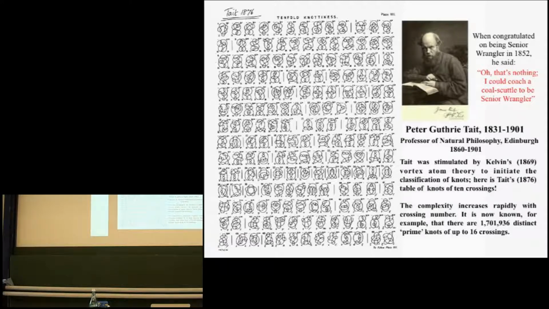Well, as Tait was stimulated by Kelvin's vortex atom theory to initiate the classification of knots, he got as far as 10 crossings. And I understand that it's now known that there are 1.7 million approximately distinct prime knots of up to 16 crossings. You begin to wonder, is it worth going on with this? Okay, 17, 18 crossings, there are going to be more and more, but is it really worth classifying them? I don't know what your answer to that would be, Lou, but there's obviously going to be a limit to this. Well, maybe. Why not? Yes. It certainly implies PhD students, that's for sure.